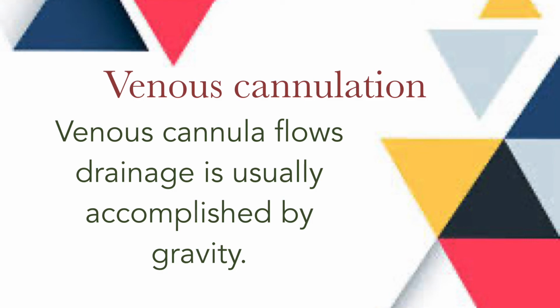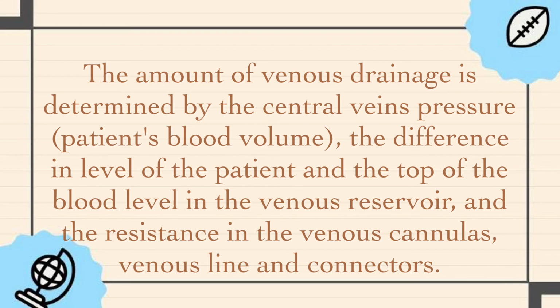Venous cannulation. Venous drainage is usually accomplished by gravity. The amount of venous drainage is determined by the central venous pressure, the patient's blood volume, the difference in level between the patient and the top of the blood level in the venous reservoir, and the resistance in the venous cannula, venous line, and connectors.